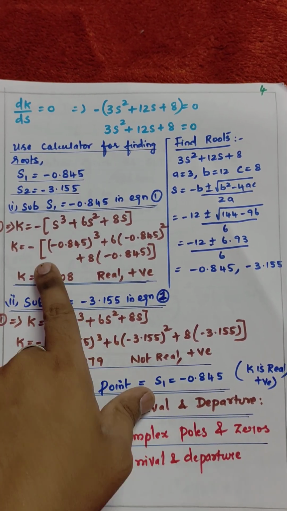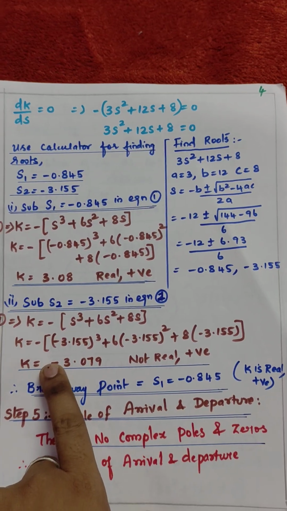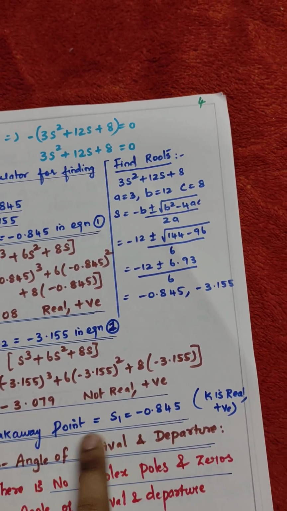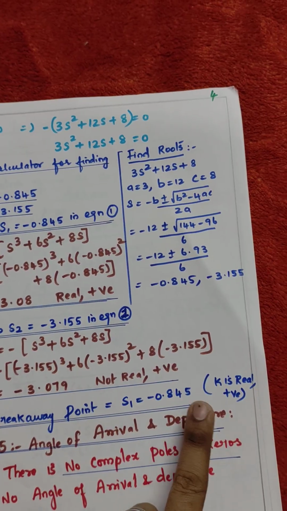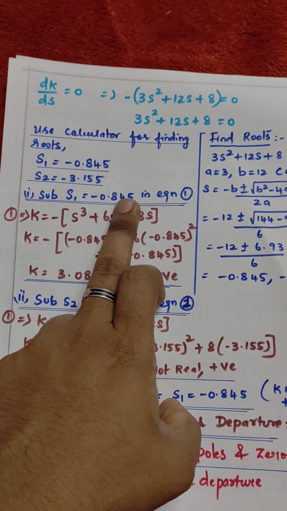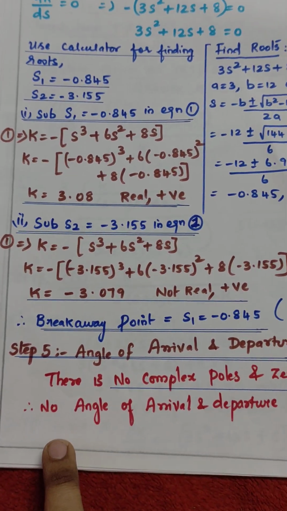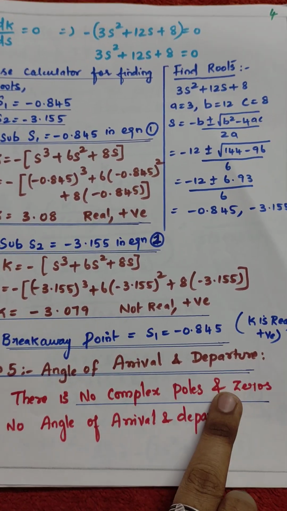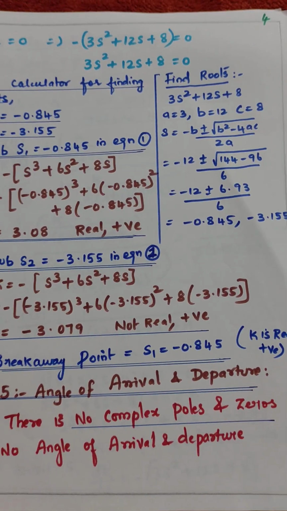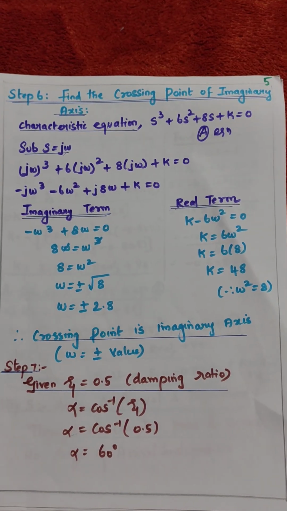Of these two values, this is the positive value and this is the negative value, so I am considering only this K value. Therefore, the breakaway point is minus 0.845. Next, step 5, angle of arrival and departure. There is no complex pole, so there is no angle of arrival and departure. Last step, finding the crossover point.